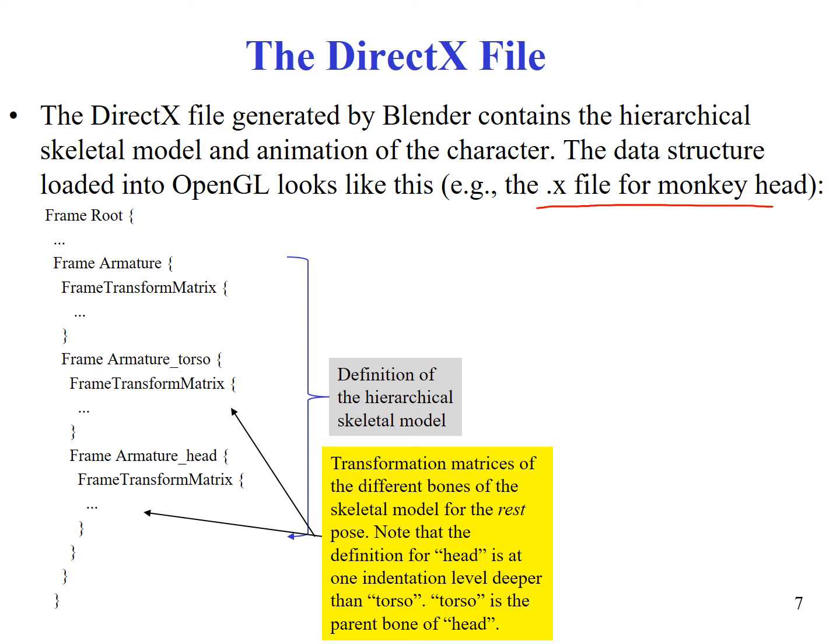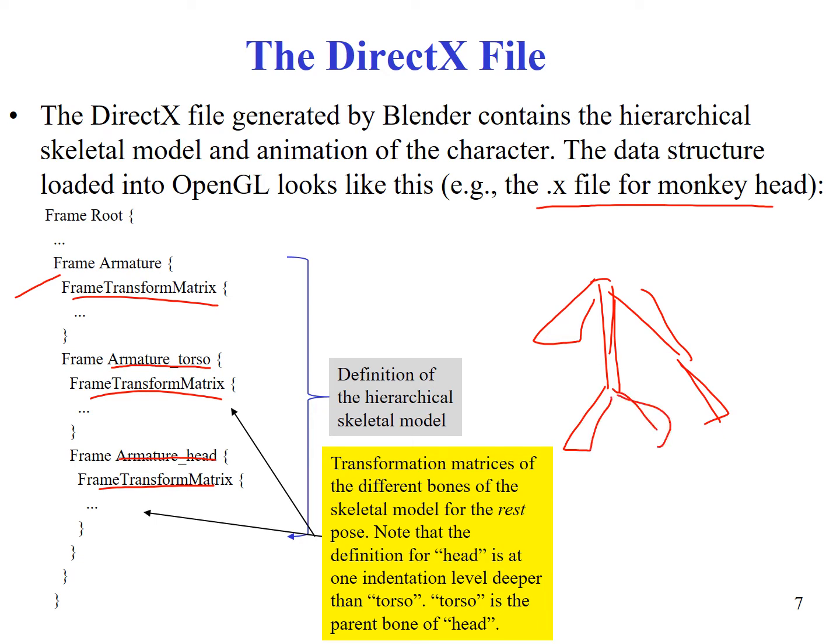For example, the .x file for the monkey head. So you'll have the armatures, so the frame armature, the frame armature of the torso, frame armature of the head, and their transformation matrices. So these transformation matrices will take them to their relative positions in the hierarchy. So it will take them, for example, to their rest pose positions.